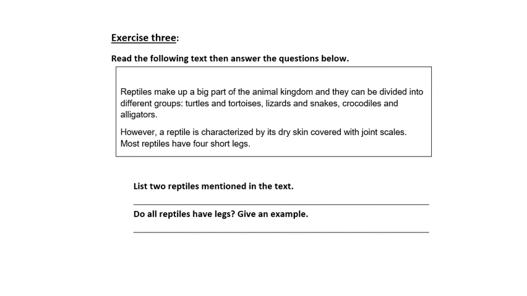Now let's list 2 reptiles mentioned in the text. Of course, in the text we have more than 2 reptiles mentioned, but I'm going to write only 2. I wrote turtles and tortoises. Now, do all reptiles have legs? No, of course. Let's give an example. For example, a snake. A snake has no legs. But let's talk about lizards. For example, lizards have short legs, the same as crocodiles and alligators.